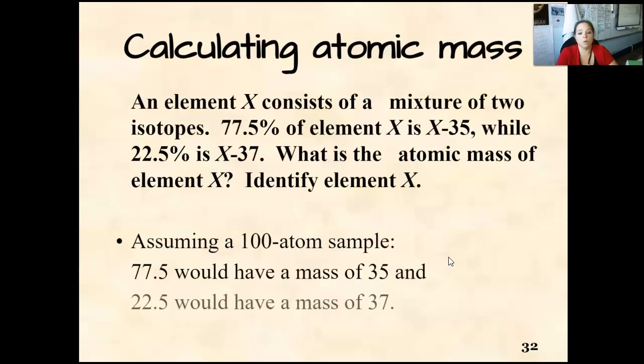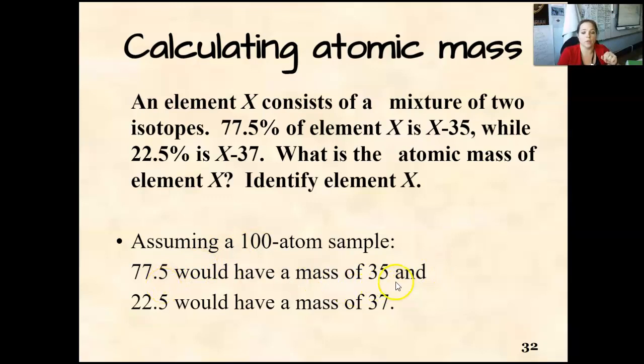So calculating that, how the heck do we calculate this thing? An element X consists of a mixture of two isotopes. 77.5% of element X is X-35, while 22.5% is X-37. What is the atomic mass of element X, and identify element X. First off, we have to assume that we have a 100 atom sample. So that makes percentages amazingly awesome.